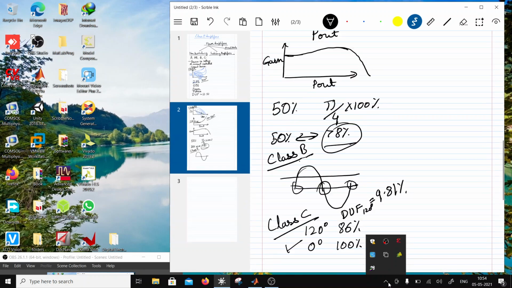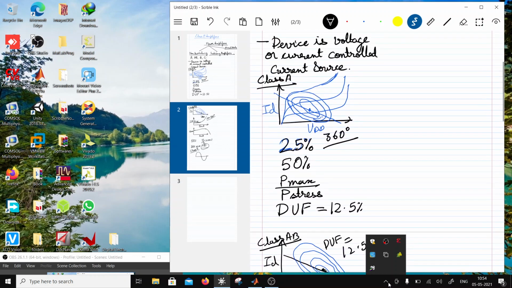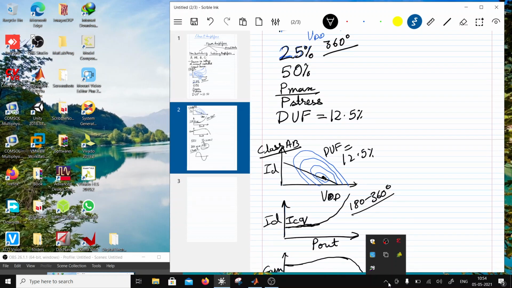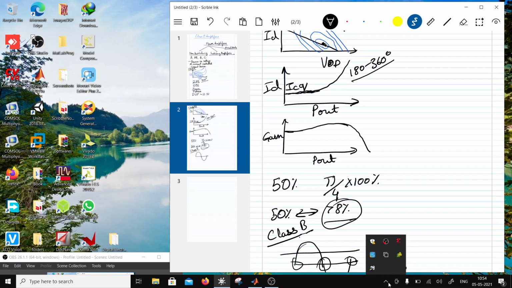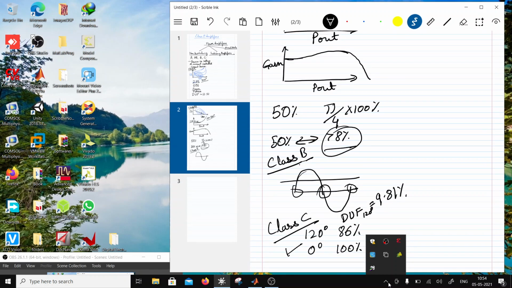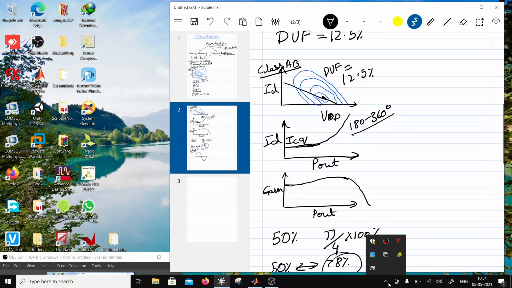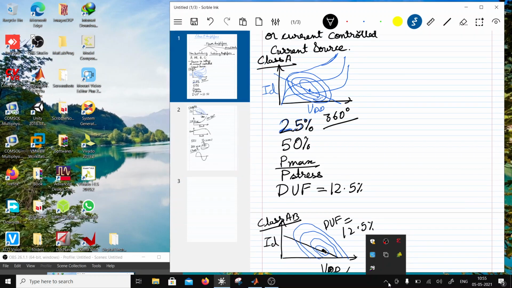Now for linear applications, you are going to use something like a class A or a class AB, right? You can use a class B in a push-pull configuration, or rather two-pole configuration, right? So this would be a push-pull class B. Now in all these cases, the device is acting as a voltage controlled current source. Now notice why the efficiencies and numbers are small. This is because the device dissipation is dominant over here.